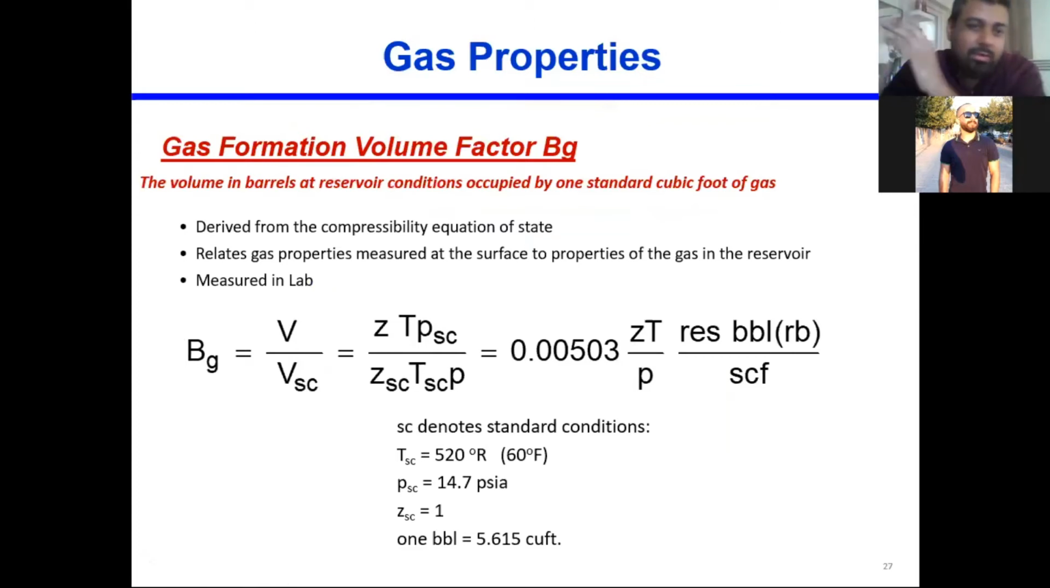Now we have the gas formation volume factor. Gas formation volume in barrels at reservoir condition occupied by 1 standard cubic foot of gas. Derived from the compressibility equation of state, it relates gas properties measured at surface to properties of gas in the reservoir measured in the lab. Now let me start the whiteboard and explain what's going on here.